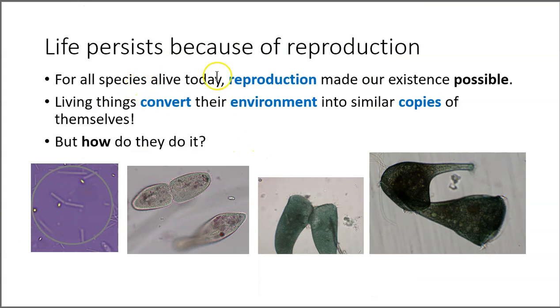So for all species alive today, reproduction made our existence possible. And it's just incredible to think about how clever living things are. They convert their environment into similar copies of themselves. But how exactly do they do that? And that'll take us to the next part of our lesson series, DNA.